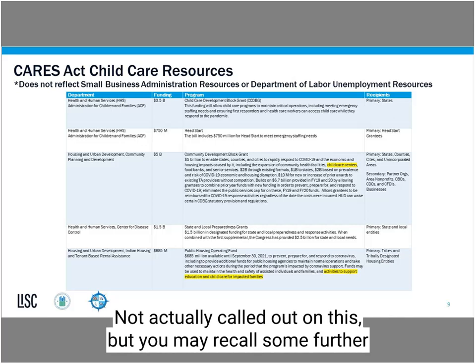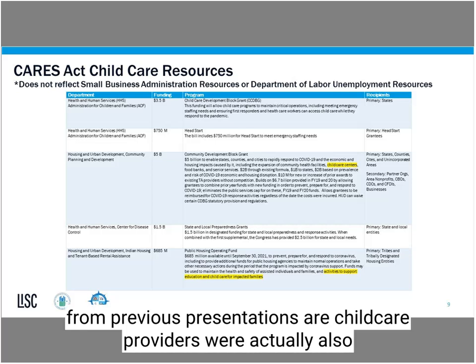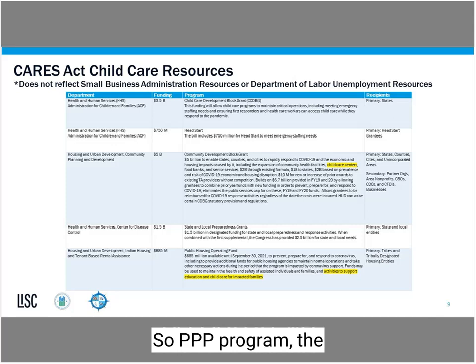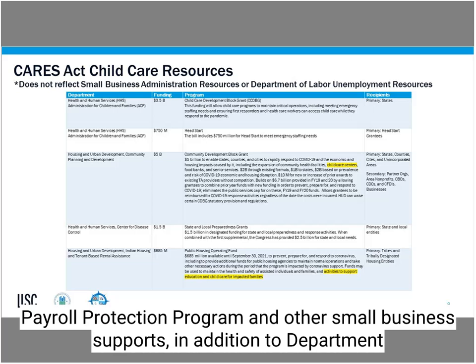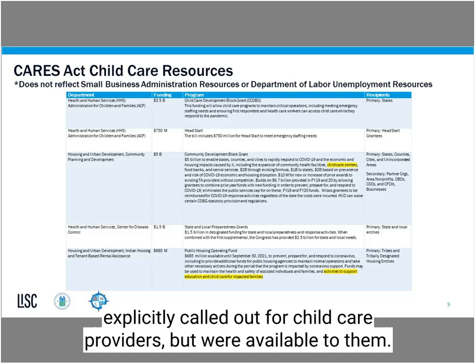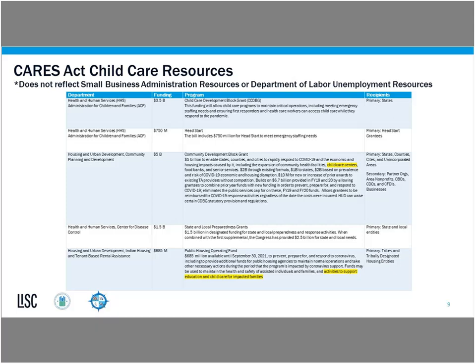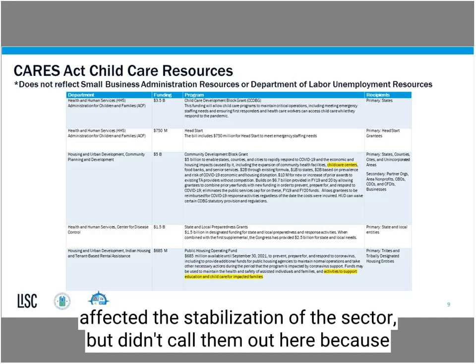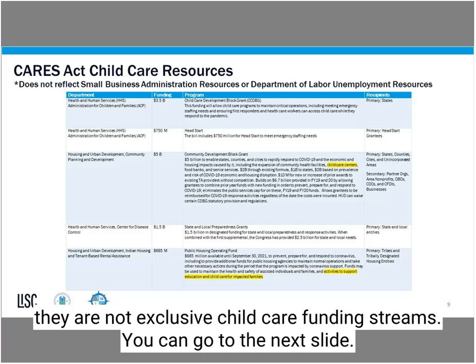Not actually called out on this, but you may recall from previous presentations, child care providers were also eligible for all of the supports that were provided to small business owners. So the PPP program, the Paycheck Protection Program, and other small business supports, in addition to Department of Labor programs that included unemployment insurance, et cetera. Those are all resources that were not explicitly called out for child care providers, but were available to them. I won't go into a great deal. We'll probably get to discussion about the take up of those resources and how that has affected the stabilization of the sector, but I didn't call them out here because they're not exclusive child care funding streams. You can go to the next slide.